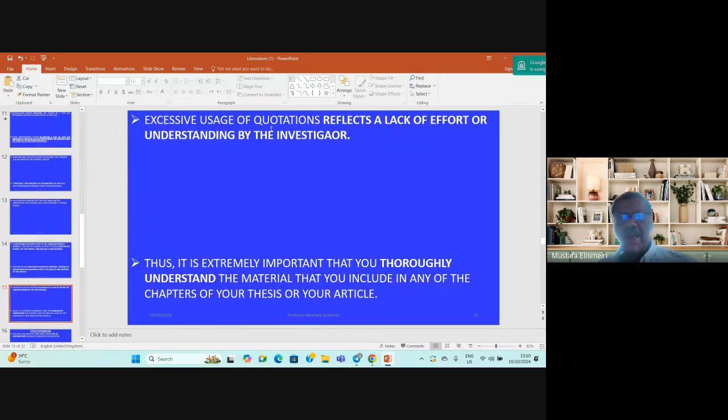Now, the excessive use of quotation reflects that you have not exerted any effort or understanding of the literature, and that as investigator you just carry out quotation and you have not carried out any sort of paraphrasing, and this is something negative that you as investigator have to avoid as much as possible. It's extremely important that you thoroughly understand. You have to carry some sort of in-depth understanding of the literature, and then you carry out some sort of synthesis and digestion and completion, and then lastly the paraphrased literature will be presented or displayed in the chapter.